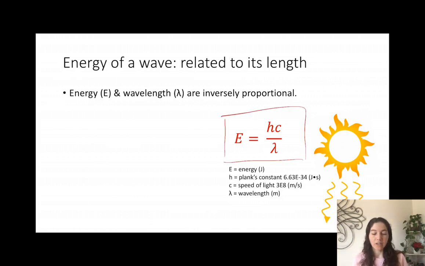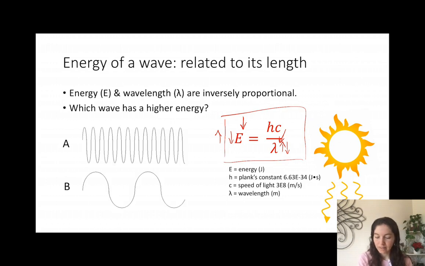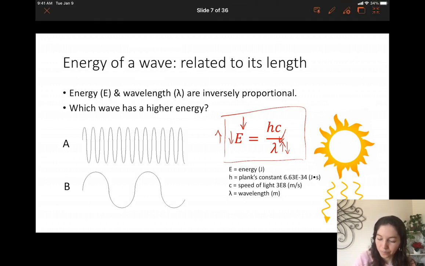The energy and wavelength of a light are inversely proportional, meaning that as wavelength goes up, energy goes down, and vice versa. If energy goes up, wavelength goes down, because you can see here that our wavelength is in the denominator and this is in the numerator. So as one increases, the other is going to decrease. Okay, let's take a look down here at an example using this principle.